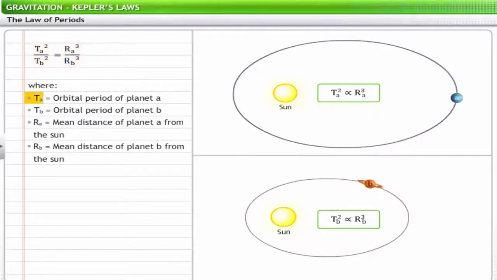where TA is equal to orbital period of planet A. TB is equal to orbital period of planet B. RA is equal to mean distance of planet A from the Sun, and RB is equal to mean distance of planet B from the Sun.